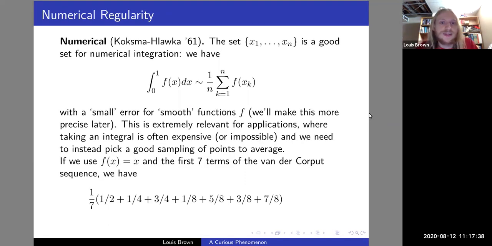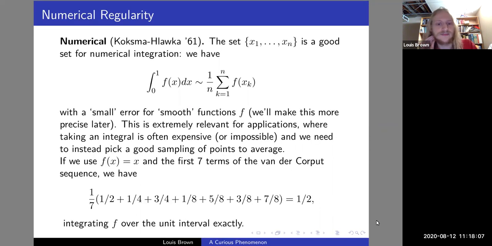So for example, if we use the function f(x) equals x and the first 7 terms of the van der Corput sequence, we would have 1/7 times (1/2 plus 1/4 plus 3/4 plus 1/8 plus 5/8 plus 3/8 plus 7/8). And because of the symmetries of the van der Corput sequence, this is all going to average out to exactly 1/2, which is what we want because the integral of x is x²/2, which evaluated from 0 to 1 gives us 1/2. So this integrates f over the unit interval exactly, and the van der Corput sequence is doing a good job of numerical integration.